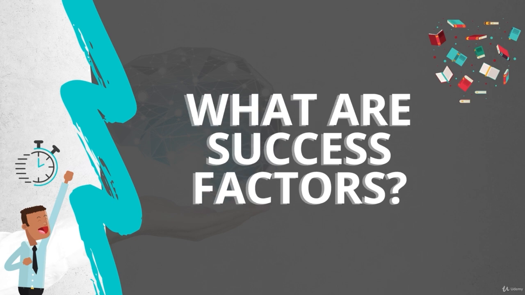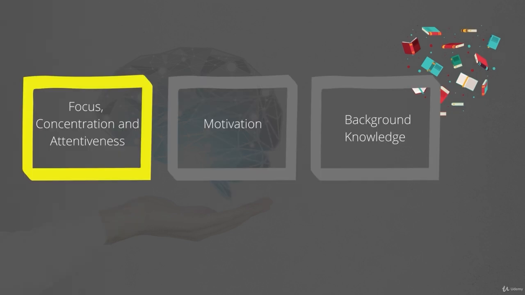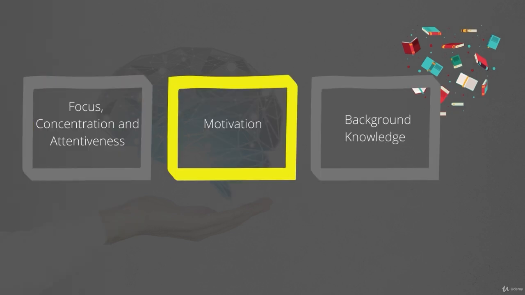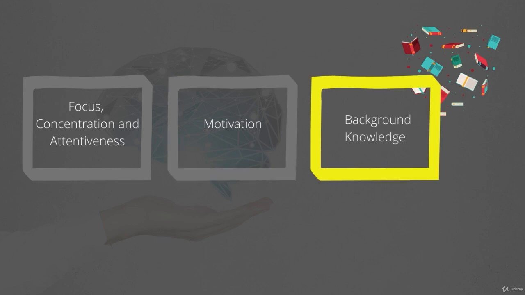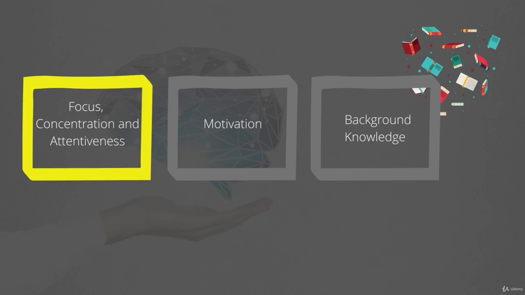So what are these success factors? Overall, apart from the speed reading techniques that we are about to learn, your reading success is determined by 3 main factors, which are your focus, concentration and attentiveness, your motivation, and your background knowledge. Those 3 factors are the reason for whether you achieve your reading aim and understand the text that you are reading, or whether you read the text and you think, huh? What's that all about?